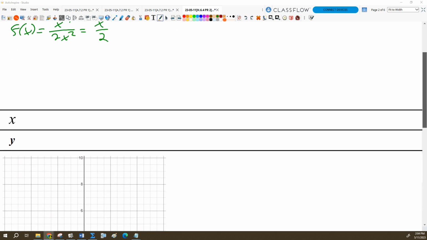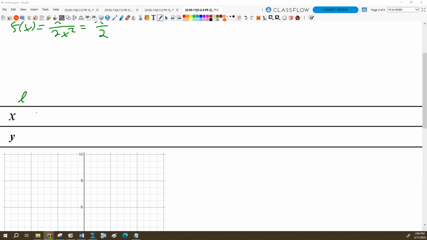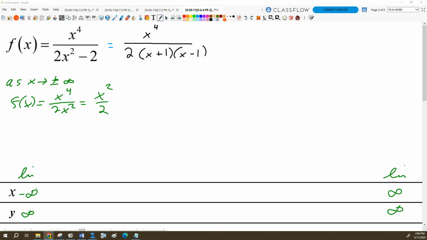We could add that down here if we want to. If we take the limit as x approaches negative infinity, y is positive infinity, right? If we take the limit as x approaches positive infinity, y approaches positive infinity. That's just our even end behavior, right? So we got that. Do we have any horizontal asymptotes? No, you told me, which is correct. What else do we need to do here?